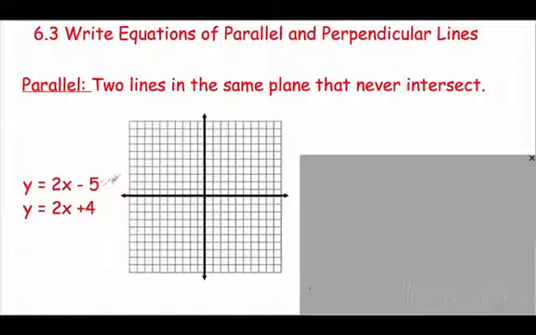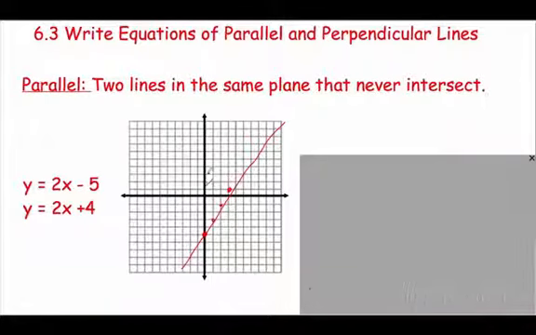We have y equals 2x minus 5. So I'm going to start at minus 5: 1, 2, 3, 4, 5. That's my y-intercept. My slope is 2 over 1, so up 2 over 1, up 2 over 1, up 2 over 1. So if I can draw a line, not so bad.